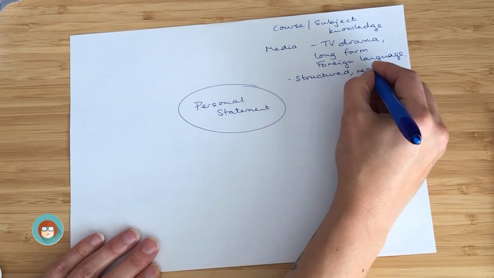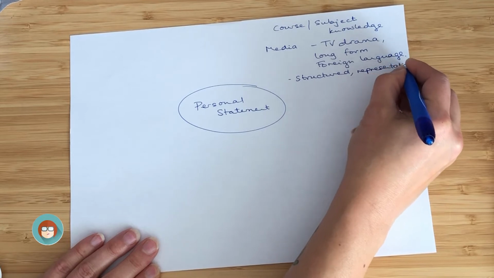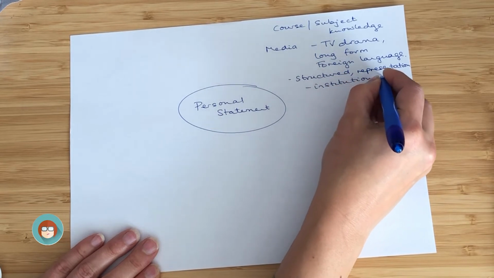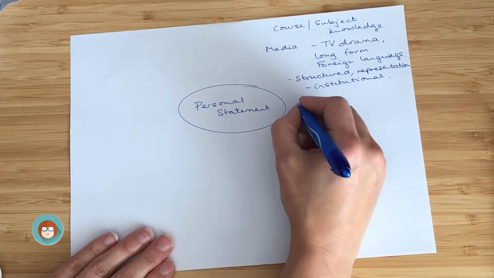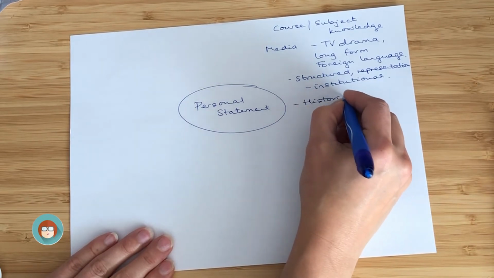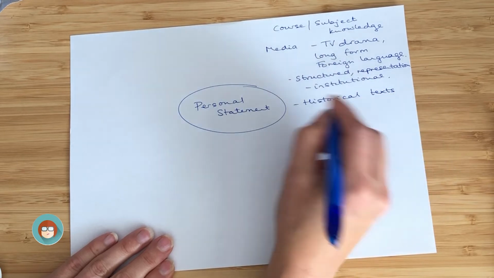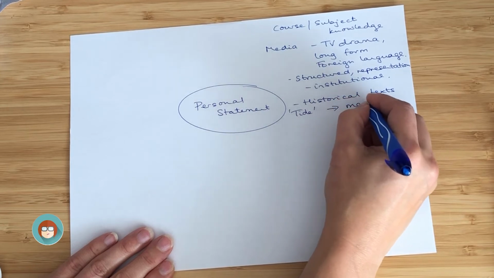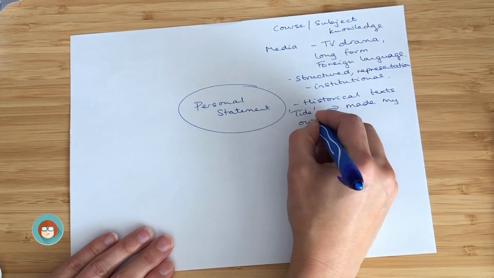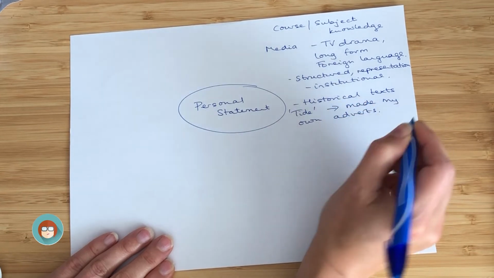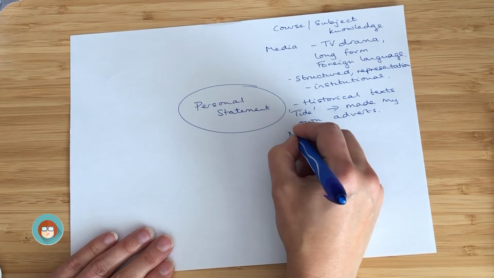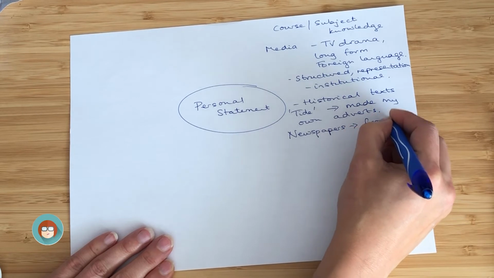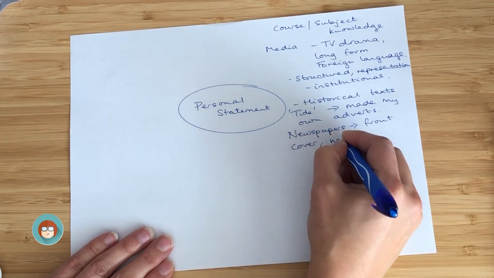It's also made me think about representation, and also to do with institutional backgrounds. So that's one area. I've also really liked the historical texts. And when I looked at Tide, the Tide advert, I also made my own adverts. And when I looked at newspapers, I also made my own front cover demonstrating news values.